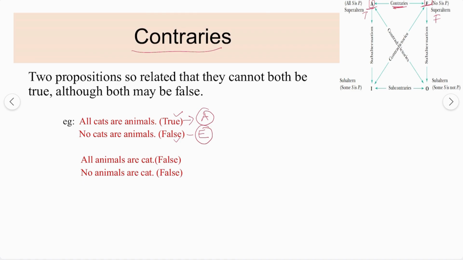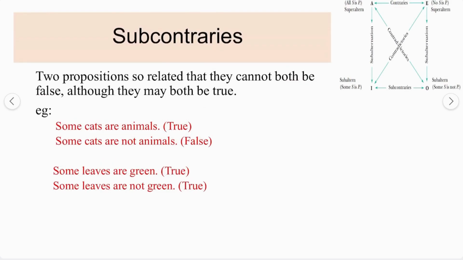And the next one: all animals are cats, again false; no animals are cats, false. In this particular case you can see that all animals are cats is false and no animals are cats is false. So both can be false together. That is what contraries means: two propositions so related that they cannot both be true, but both may be false. So they can be false together but cannot be true together. So that is what contraries are.